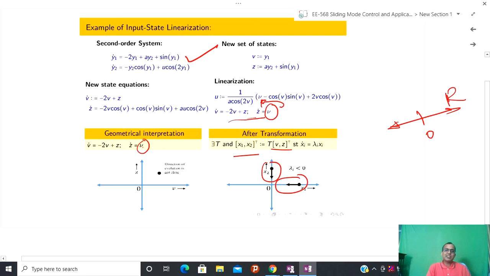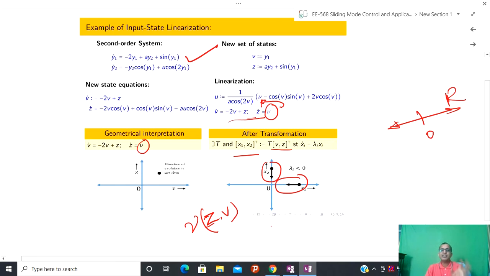You just have to design nu in terms of V and Z, such that I am able to make sure that V and Z is asymptotically stable. And if that is asymptotically stable or finite time stable, then the original system is also finite time stable or asymptotically stable. And nowhere have I done any approximation.